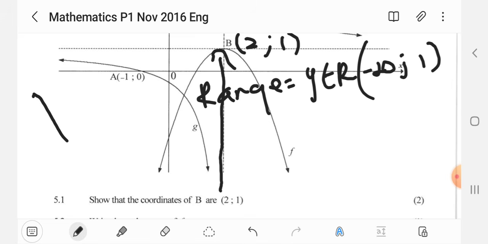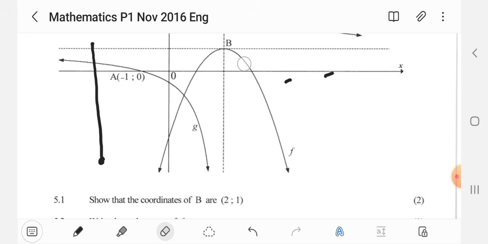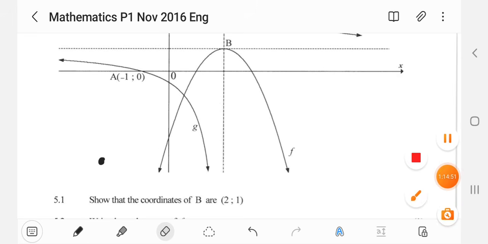But if the parabola is like this, it will be from this point going to +infinity. But if it's facing down, you start with -infinity for the y. So the y represents how low or how high. Okay, and then the domain is how far left or how far right. So that is how you answer that question.